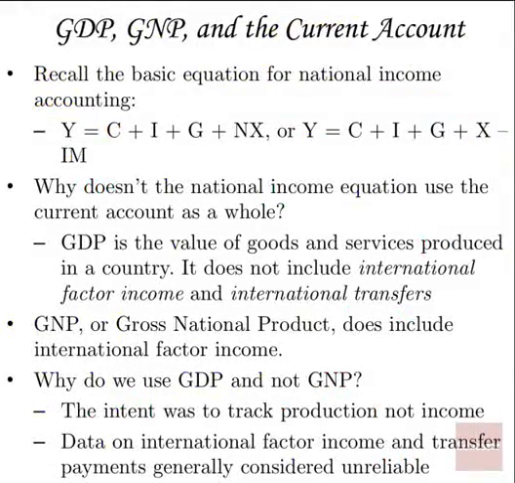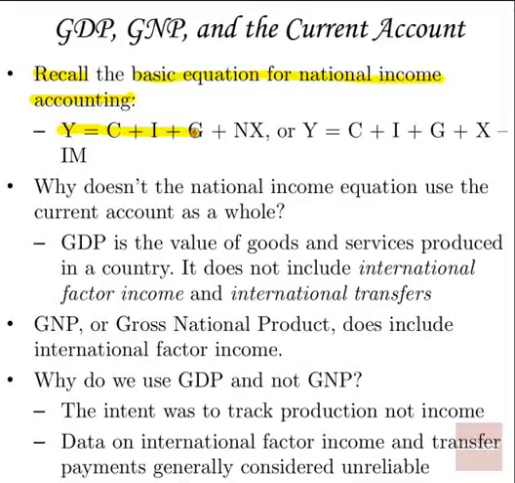So let's take a look at the GDP, the GNP, and the current account and see how they're related to each other. Again, recall the basic equation for national income accounting. Again, if you don't know this by now, commit this to memory. This is going to come up on the AP macro exam. You want to make sure you have this stored away in your head.